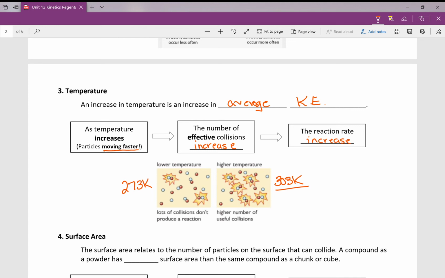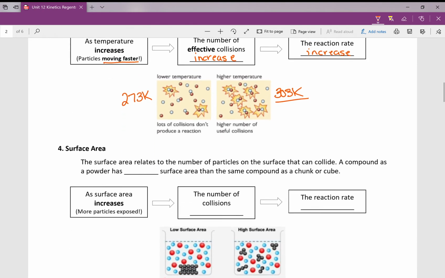One little thing with temperature is that we're going to find out that it isn't just that they're moving faster, but there's also going to be more particles that have enough energy, which allows there to be even more effective collisions with temperature. So temperature is a really important one that we'll come back to.